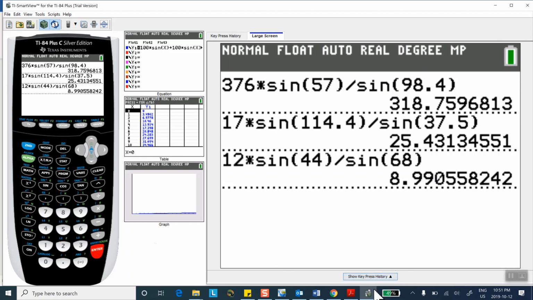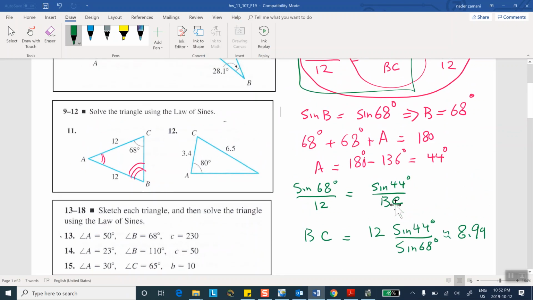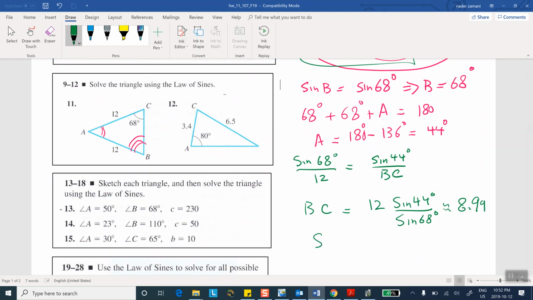Okay, 8.99, 8.99. So this is approximately 8.99 units. By the way, this is of the type category that we have side, side, and angle. Because we know this side and that side and an angle, but that angle is not between them. It was outside of the two. That's why I wrote it that way.